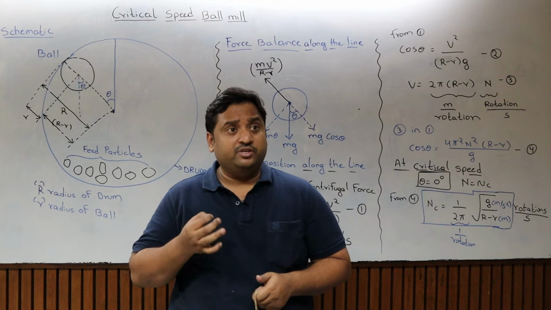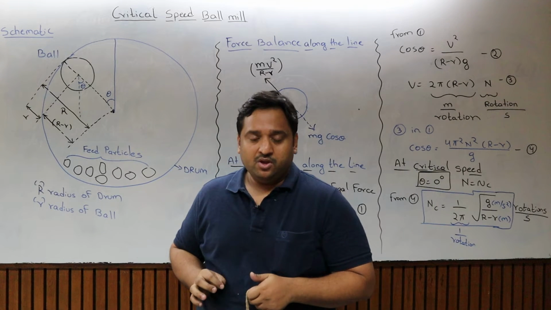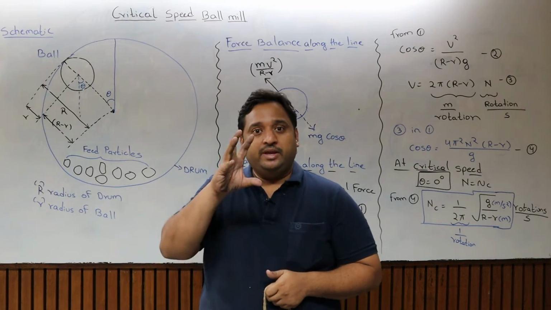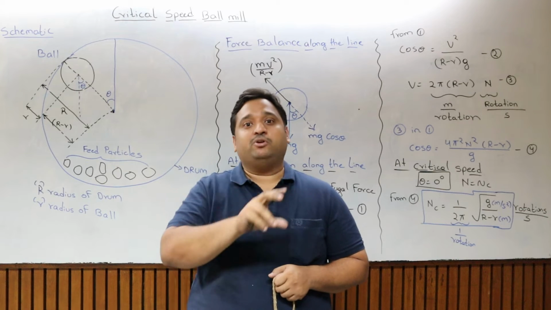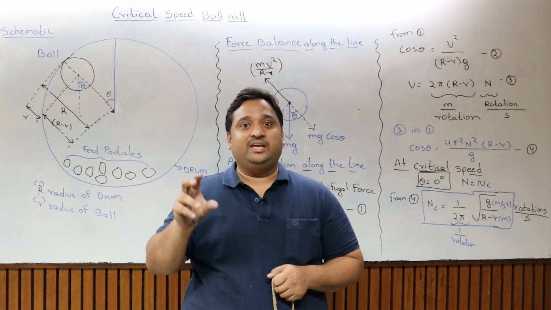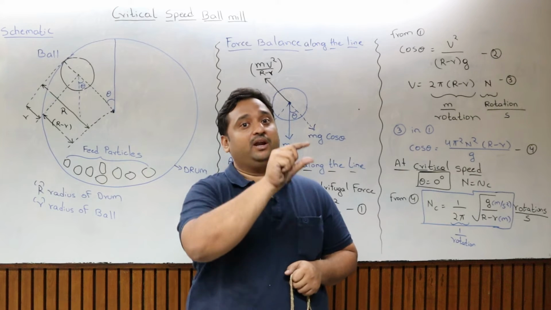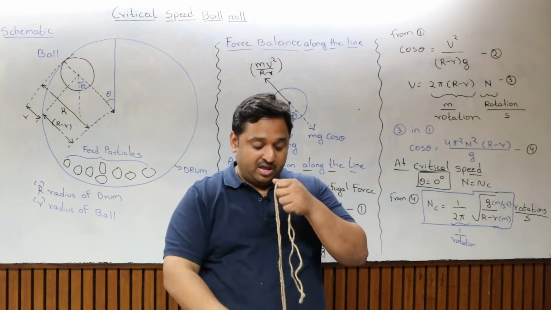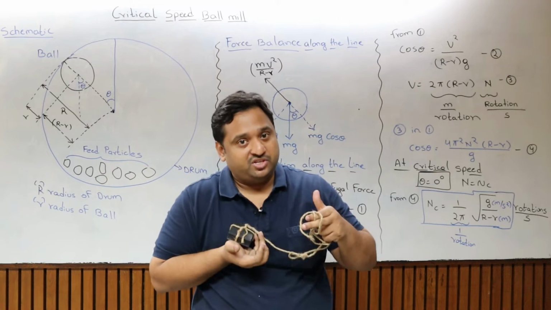Today we are going to discuss the critical speed of a ball mill. What is this critical speed? In the ball mill, steel balls will be kept and the drum will be rotated. While the drum is getting rotated, the steel balls inside the drum are going to get lifted and dropped. Because of this dropping action, whatever particles are there in the drum will get crushed.